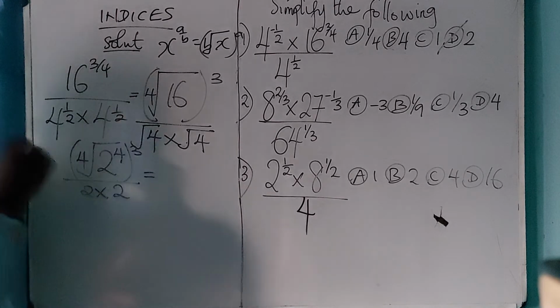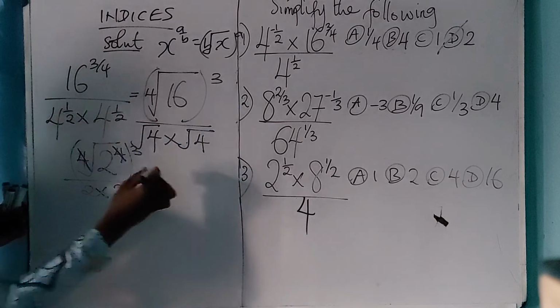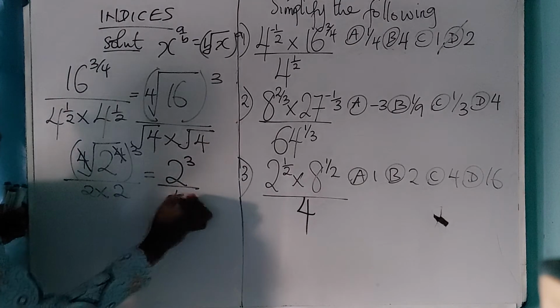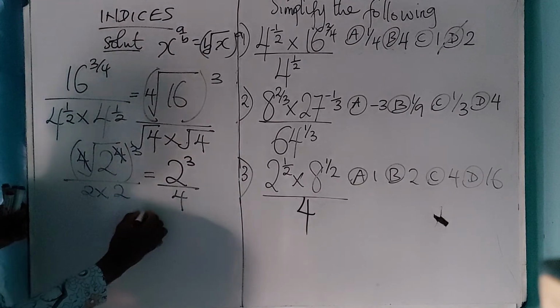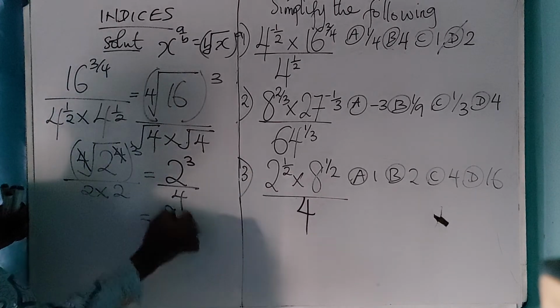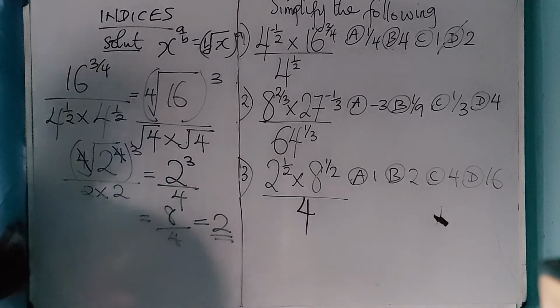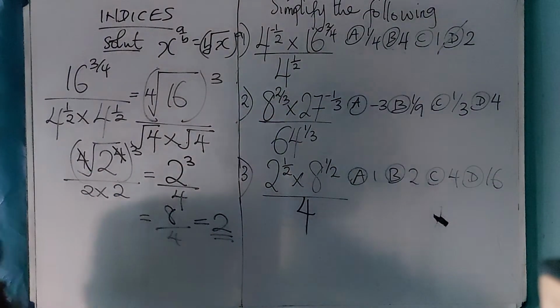Now since I've been able to simplify like this, we cancel out this 4. I'm now left with what? 2 raised to the power of 3 over what? 4. Alright, 2 raised to the power of 3 over 4. The next step is 2 raised to the power of 3 is 8. Then you have 4, which is what? 2. Which means that the answer to this particular question is what? 2. Alright, that is how it is.